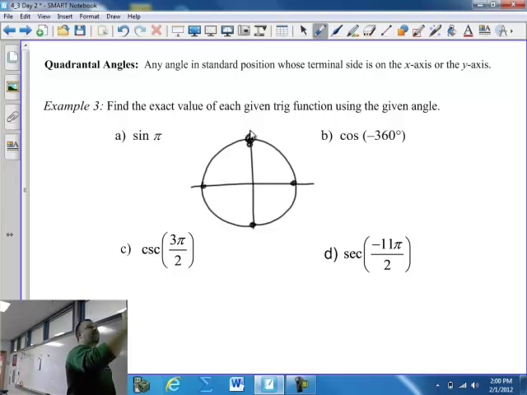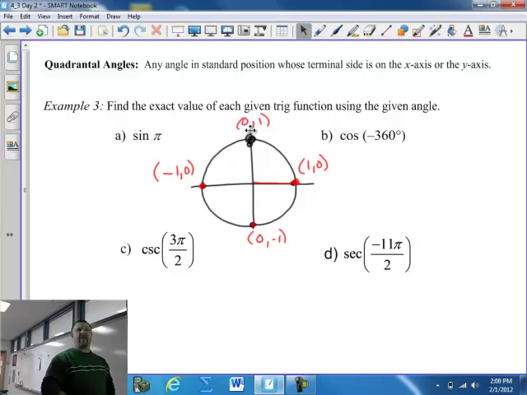Big dot theorem: if you miss the point, make the dot bigger. Let's label these points real quick. This point right here would be 1, 0 if my radius is 1. This point up here would be 0, 1. This point over here is negative 1, 0. And this point is 0, negative 1.